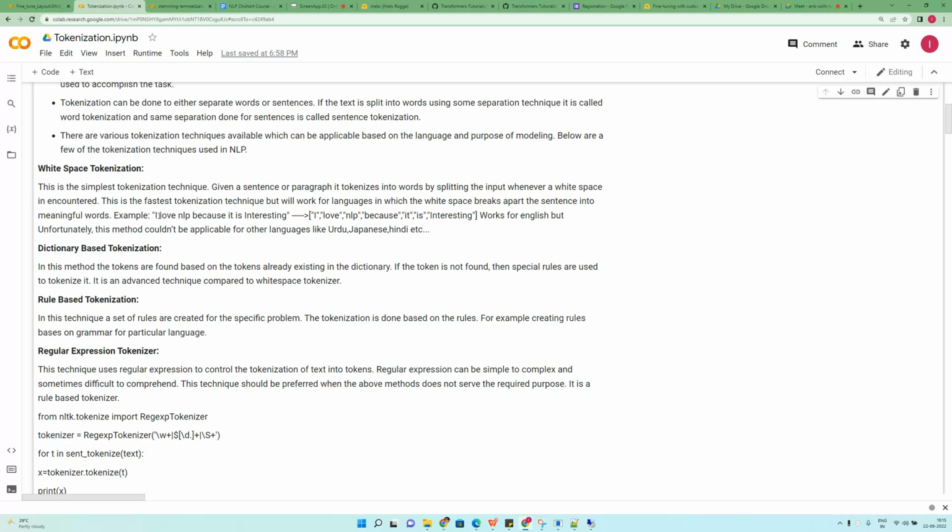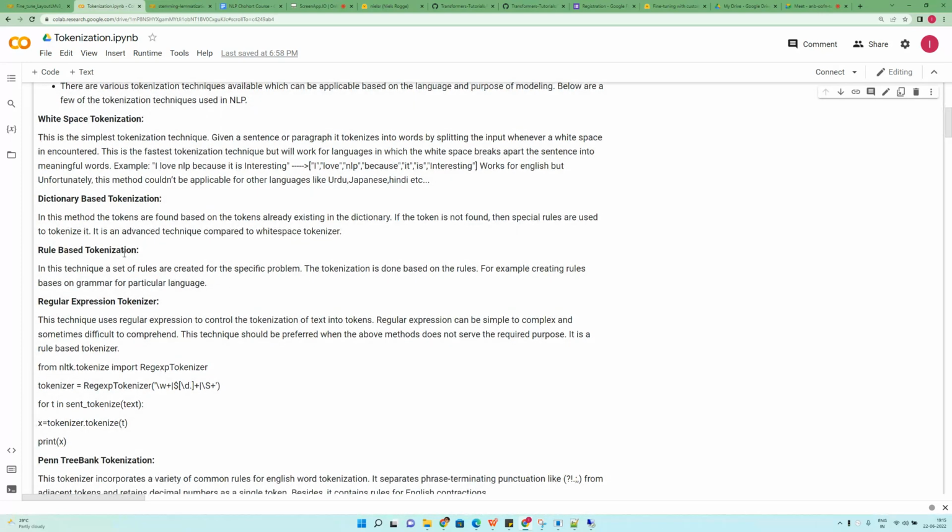So I will go through word by word and see whether each word is there. I is there in the dictionary. Okay, fine. Love is there. Yes. NLP is there. Yes. Because is there. Yes. Interesting is there. Yes. So we'll divide based on that. But it and is are not there, so you will come up with some different rules on how to divide these. Going forward, we'll look at how that happens. So this is one type of dictionary based tokenization. Tokens will already exist in the dictionary, and if a token is not found, you will apply some special rules to tokenize it.